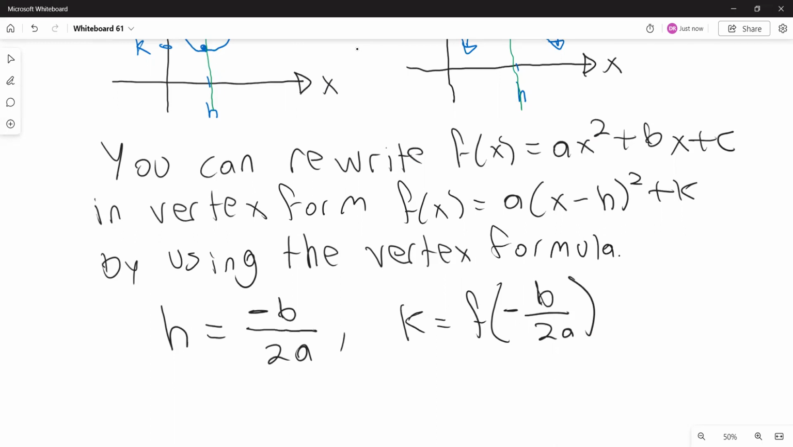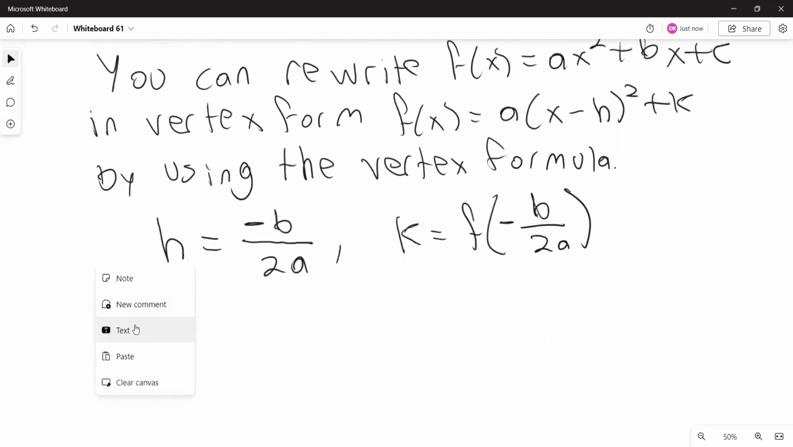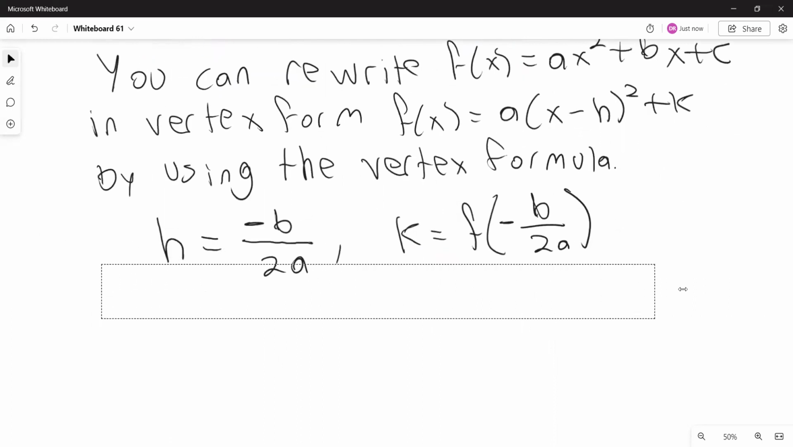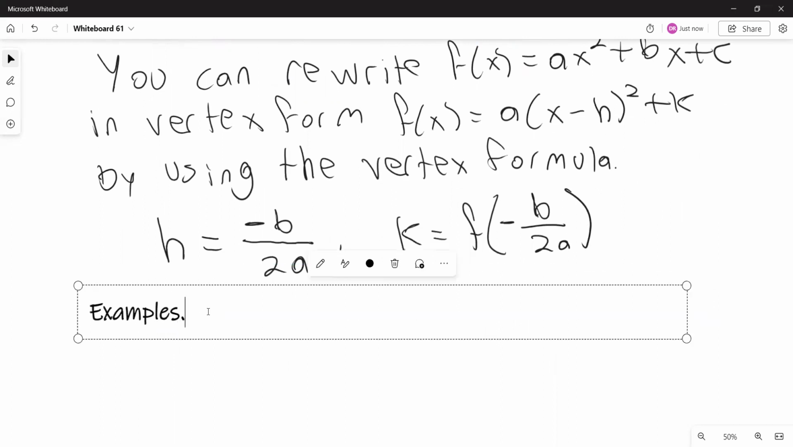So I'm going to do a few examples with quadratic functions. We are going to find the vertex in the next examples. We are going to find the vertex, the axis, intercepts, and open intervals where the function is increasing and decreasing.